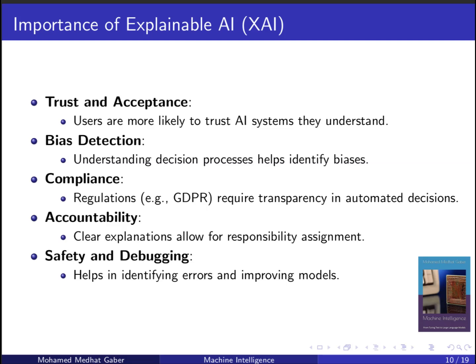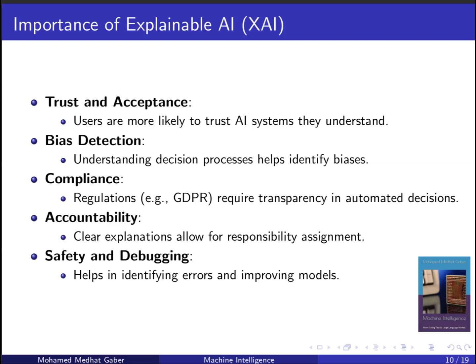Explainable AI enables organizations to meet these legal obligations, avoiding penalties and maintaining public trust. Moreover, explainability contributes to accountability. When AI decisions are transparent, it's possible to assign responsibility and hold relevant parties accountable for outcomes. This is particularly important when errors occur or when decisions lead to adverse consequences. Clear explanations allow organizations to address issues promptly and effectively.